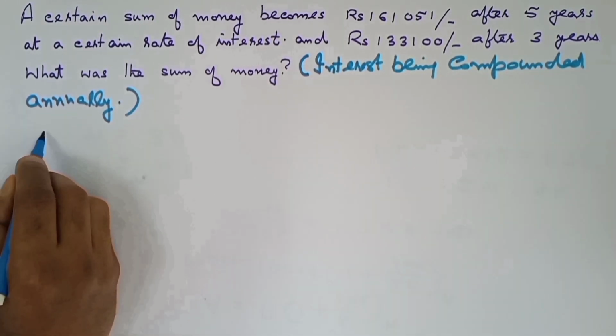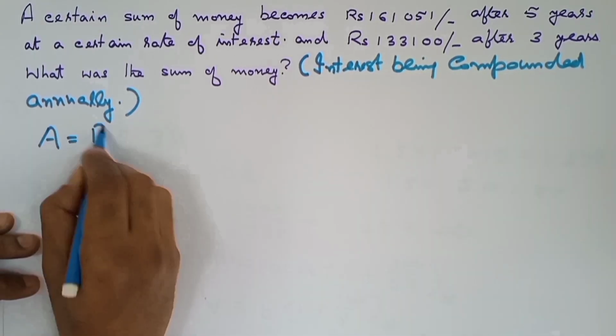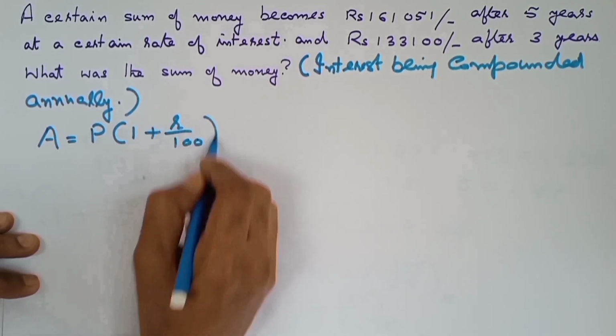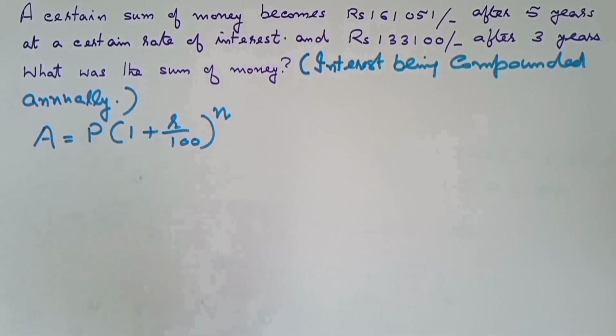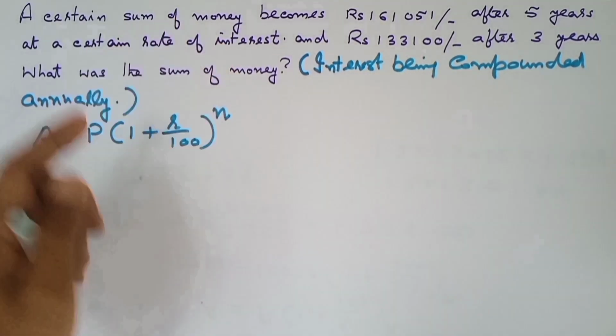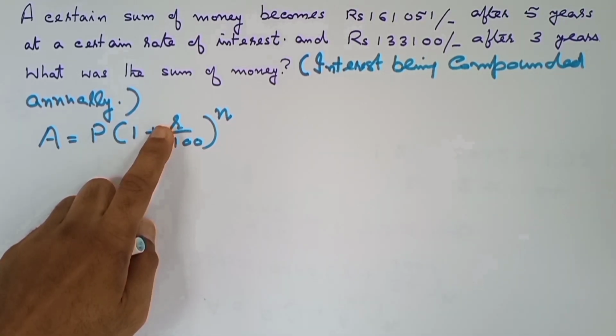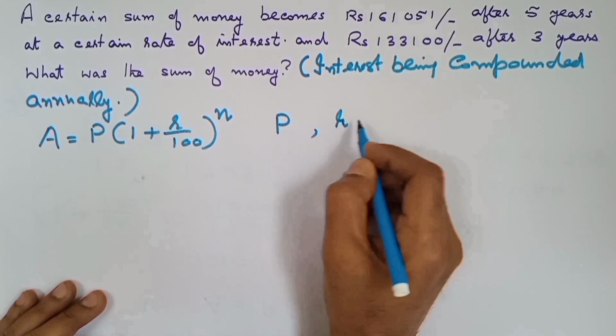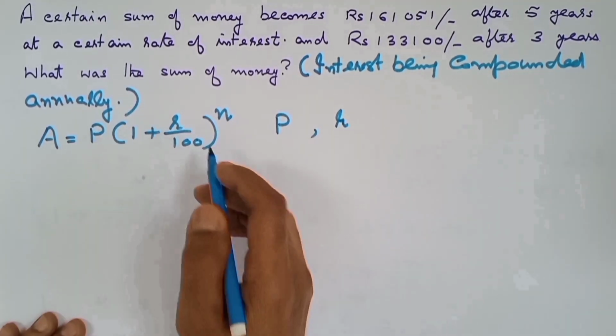Now we know the formula to find out total amount. A certain sum becomes after n number of years. This is the formula to find out the total amount you receive. Now, we don't know the principal here. We don't know the rate of interest. Okay, let P be the principal and R be the rate of interest. Other things are there in the problem.